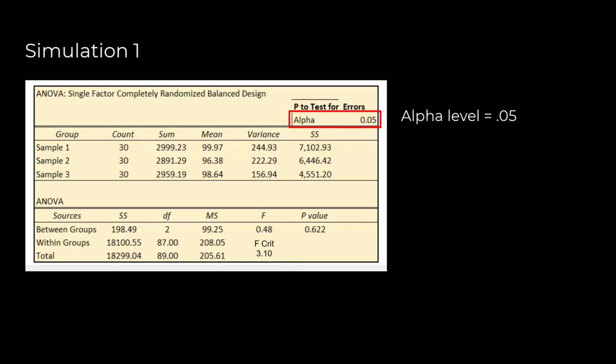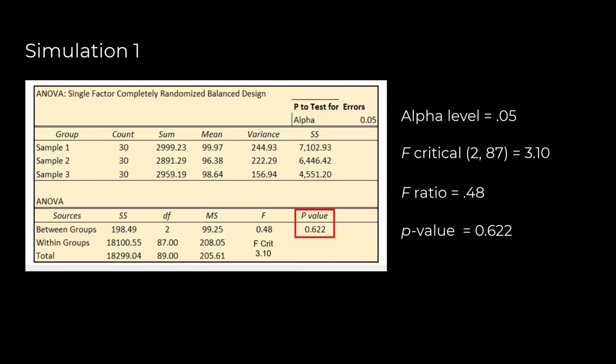We have set our alpha level at 0.05. The F critical value for samples with 2 and 87 degrees of freedom and an alpha level of 0.05 is 3.10. Our F ratio was 0.48, which is much less than the F critical value. The probability of obtaining an F ratio this small, if the null hypothesis that the means in the population are equal to each other is true, is very high. This is shown by the p-value of 0.622. This means there's a 62.2% chance of observing such an F statistic if the group means were truly the same.